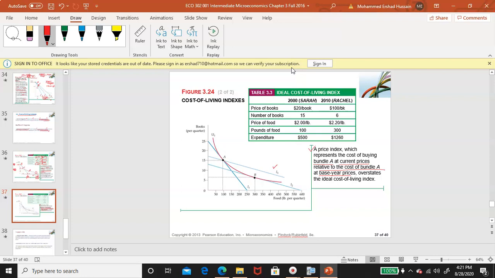So what do we have at L3? L3 shows us the old bundle. This is, remember, 15 books and 100 pounds of food per quarter. But what is the cost of buying that old combination, combination A, at the new prices, this 100 for a book and 2.20 per pound? That is what L3 will show us, right?